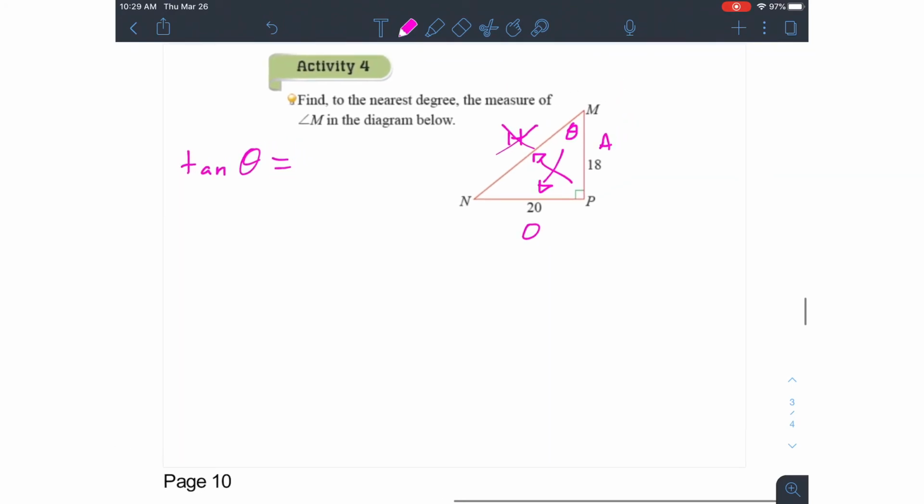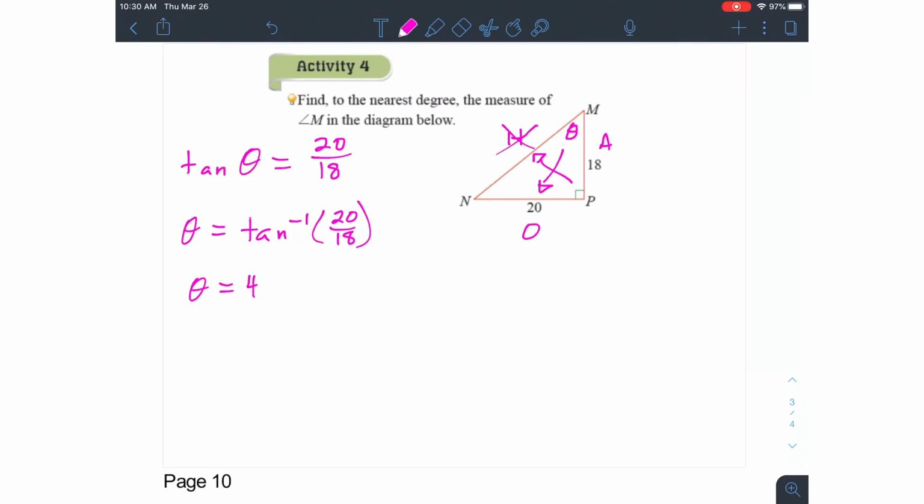And O over A means that we're going to get 20 over 18. Now we are going to do the arctangent of both sides. And arctangent of 20 divided by 18 is 48.01 degrees.